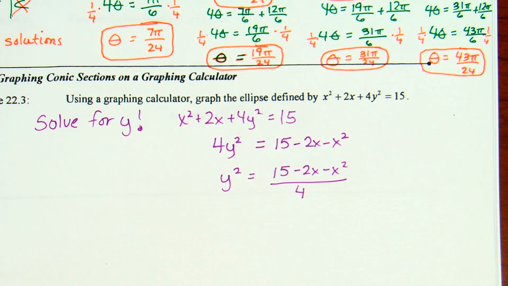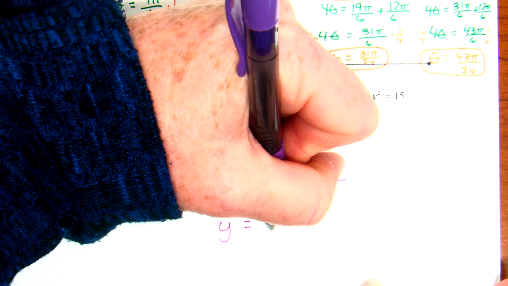Oh, I gave my next step away. Square root. Because it's y squared, we're going to take the square root. And what is y equal to? Square root of square root.